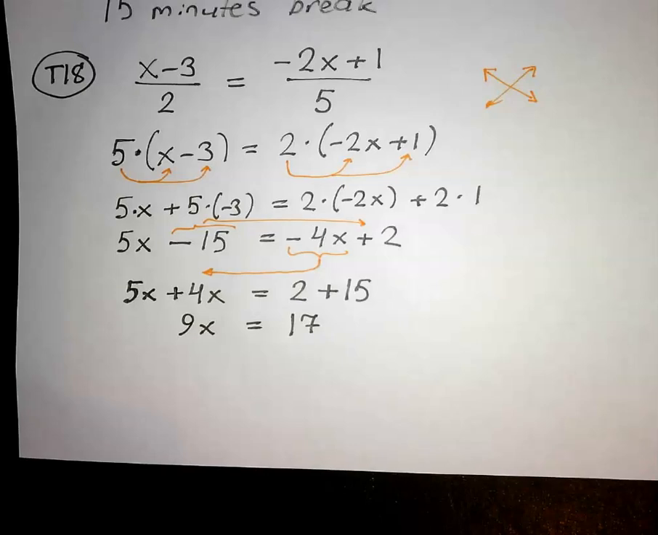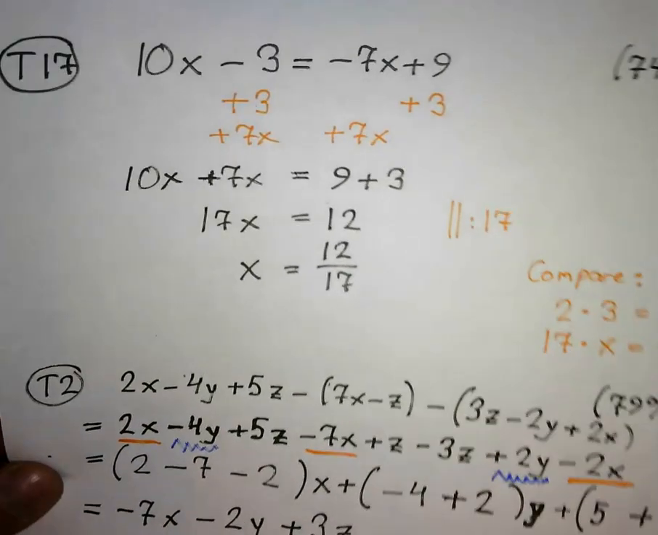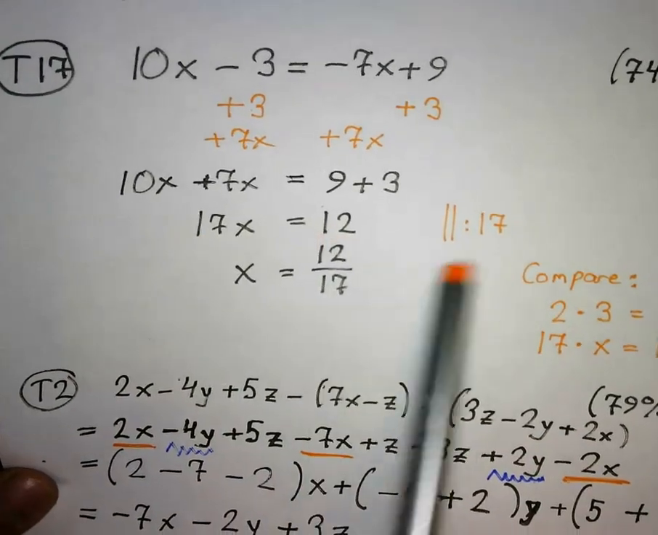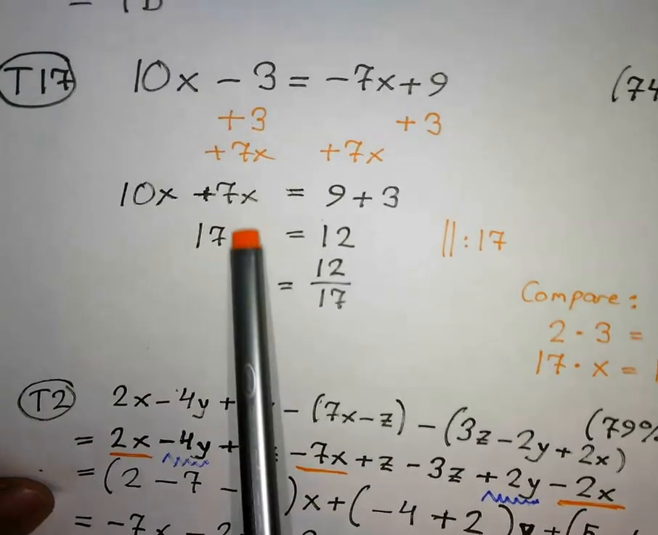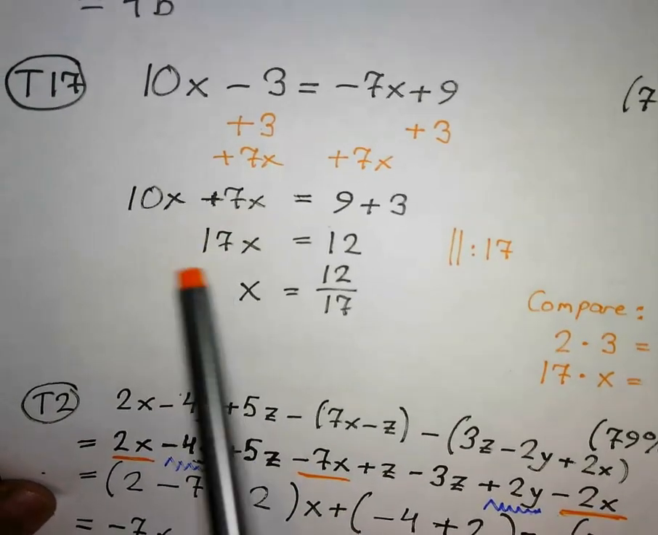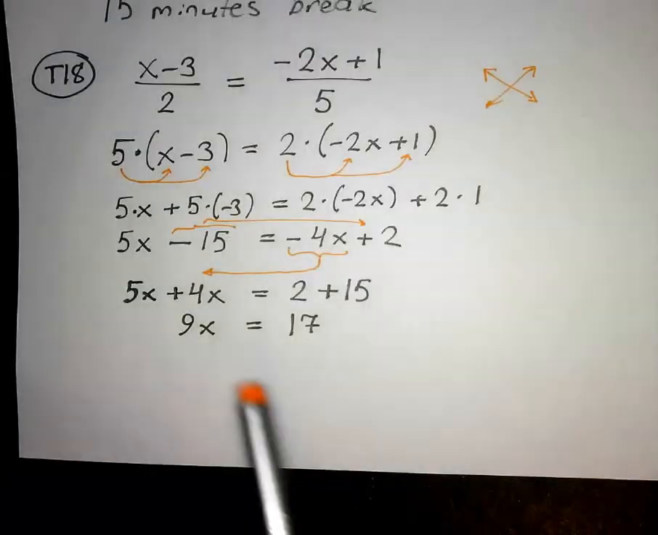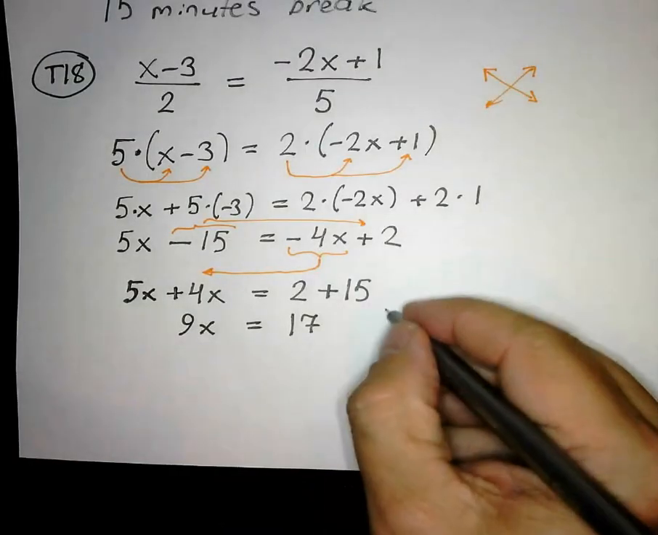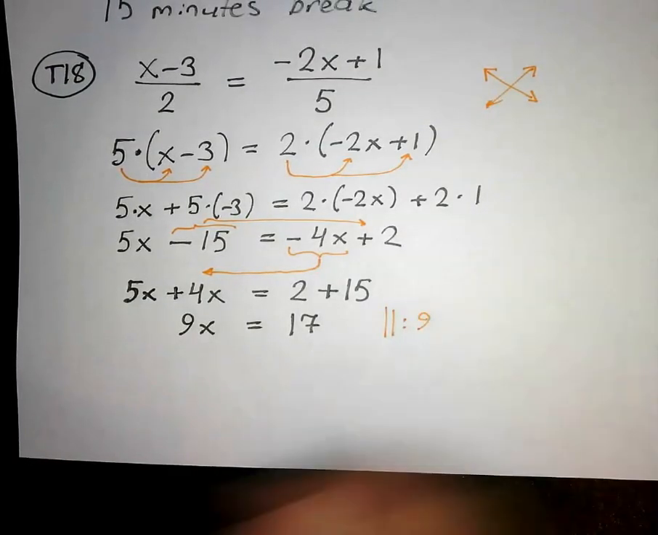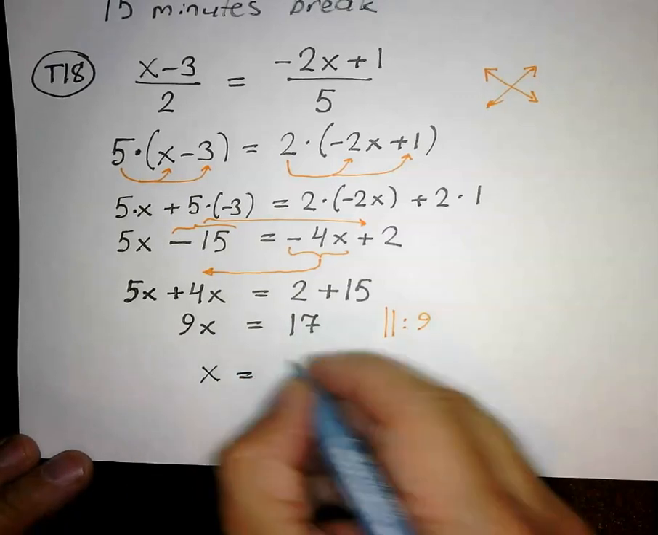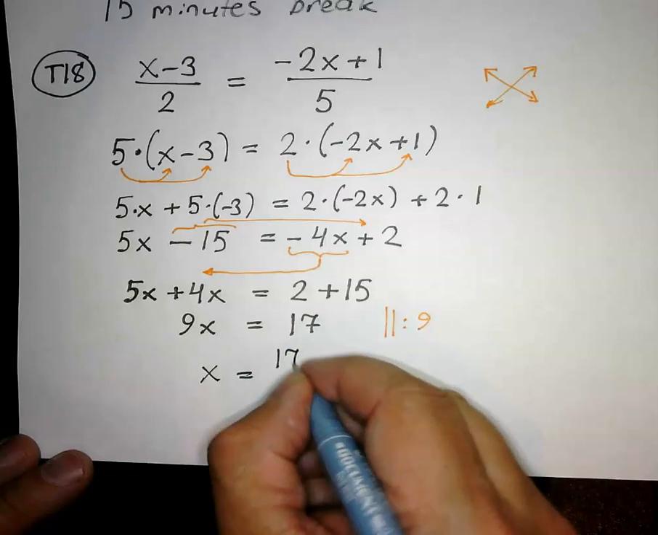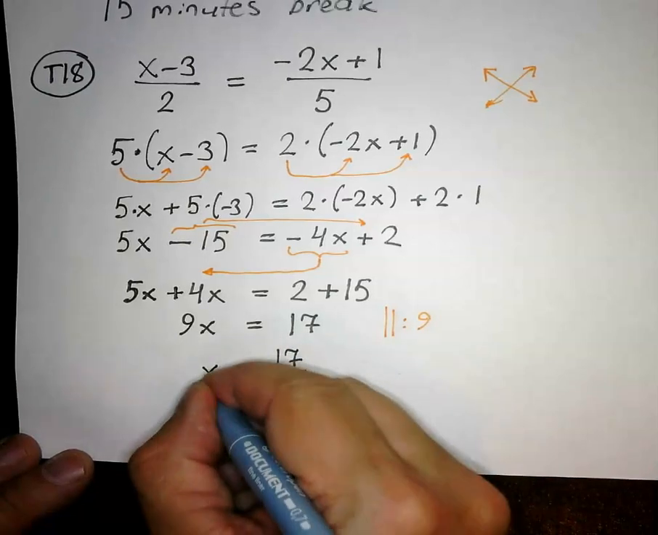9x equals 17, and as we did here, we had this kind of equation here. We divided by 17, or we divided with the factor of x. So here we divide by 9, and the final answer is x equals 17 divided by 9.